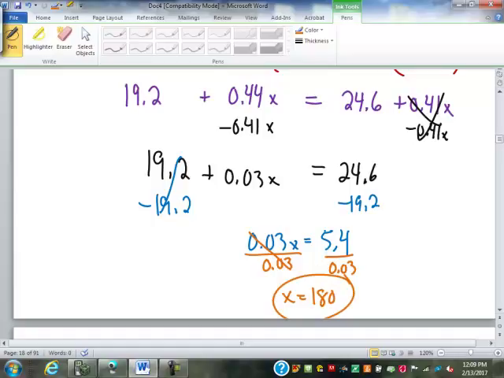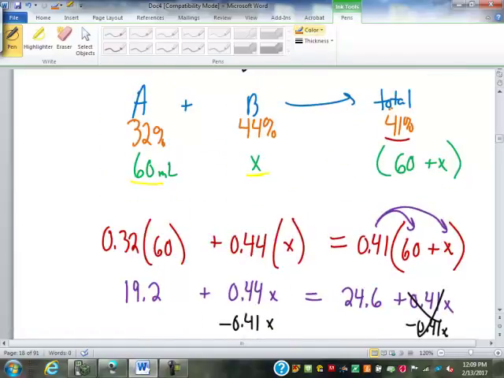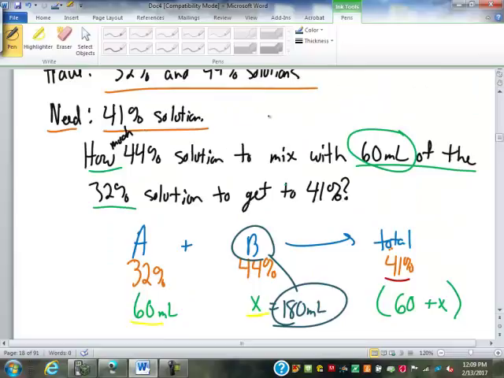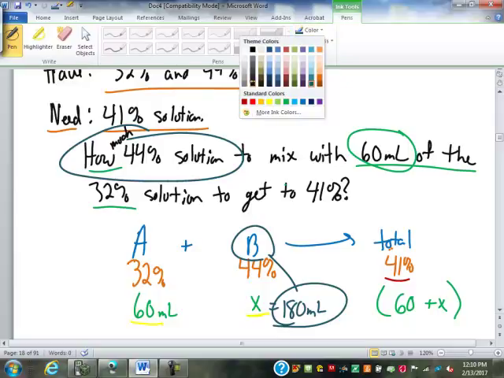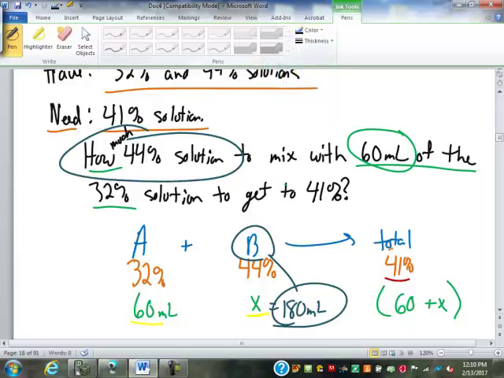So now we have to go back and make sure that answers our question. X here represented the amount of solution B, the 44%, and that is what we were asked. How much of the 44% solution? So 180 milliliters is our answer. Any questions on those problems?